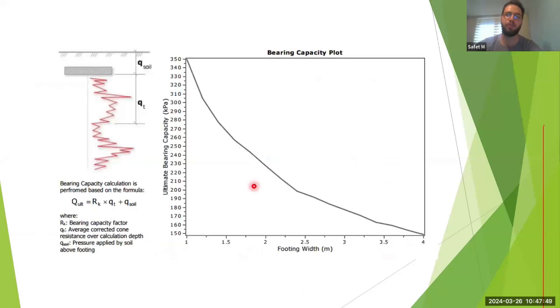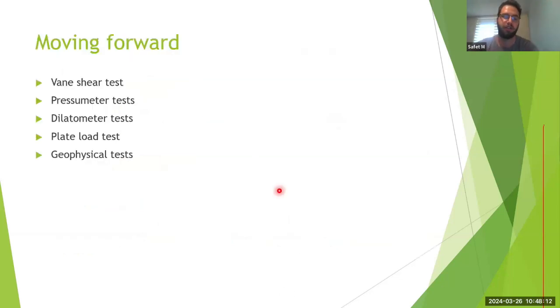Also, what you can get directly from the software just using the CPT is the bearing capacity of your foundations. So basically, the capacity of your foundations depending on the width of the footings, and these are the usual things that you would put in a spreadsheet or stuff like that.